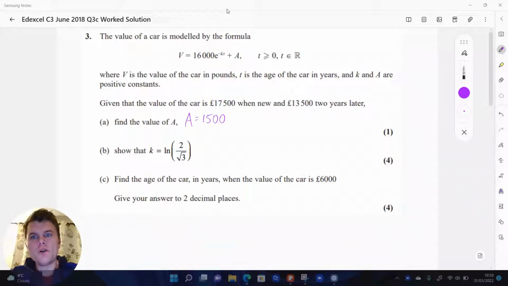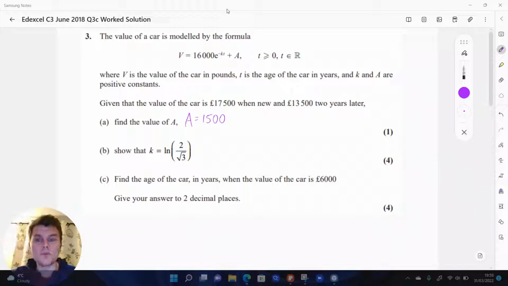Assume we have a value of a car model by the formula V = 16,000 e^(-kt) + A. V is the value of the car in pounds and t is the age of the car in years. In part A, we found that A equaled 1,500, and in part B, we showed that k equaled ln 2 over root 3. For part C now, we need to find the age of the car in years when the value of the car is £6,000, and we need to give our answer to 2 decimal places.